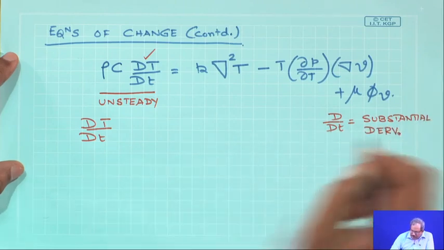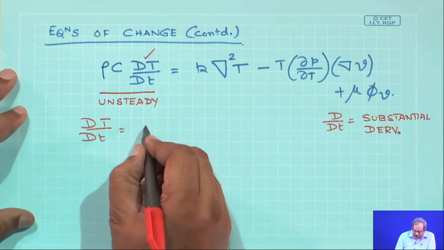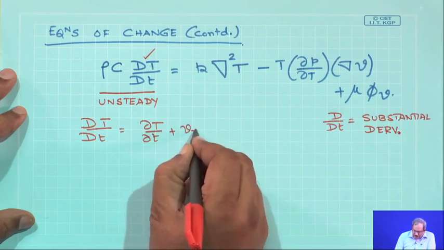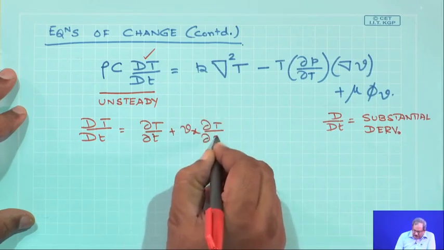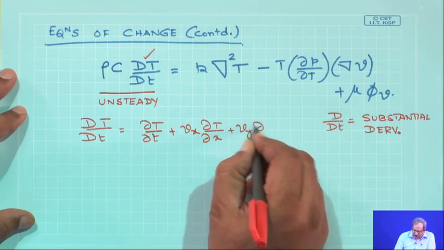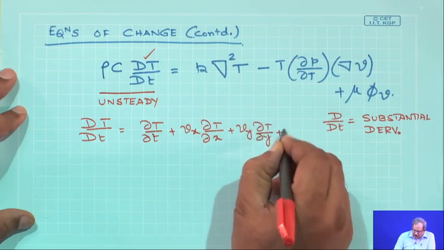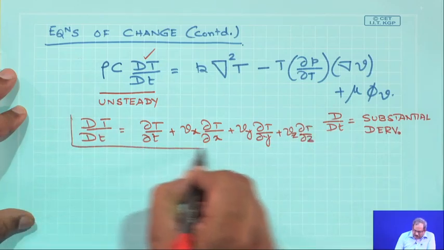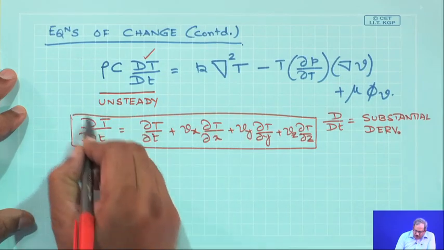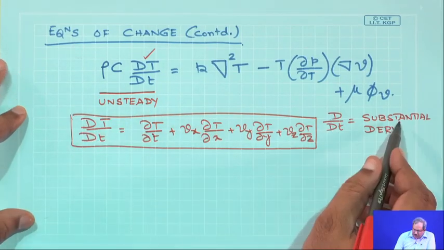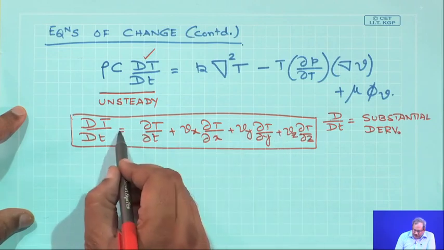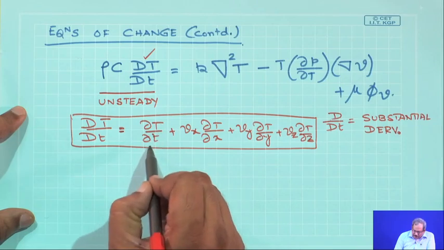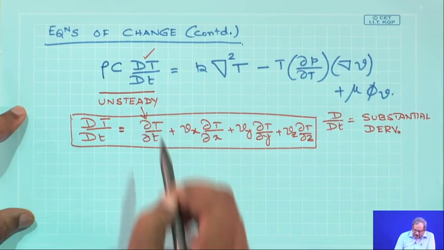This is a special mathematical function which simply tells you that DT by Dt is equal to del temperature by del time plus Vx del temperature by del x plus Vy del temperature by del y plus Vz del temperature by del z. So, this is the expanded form of the substantial derivative, which is defined in this way. Here, this term is definitely the unsteady term.